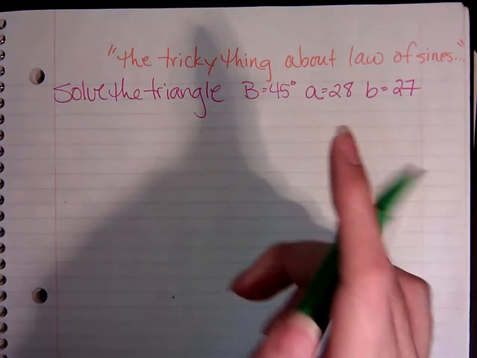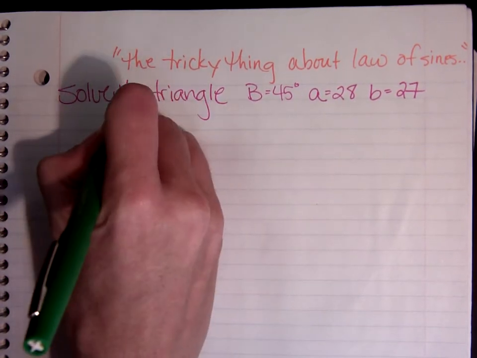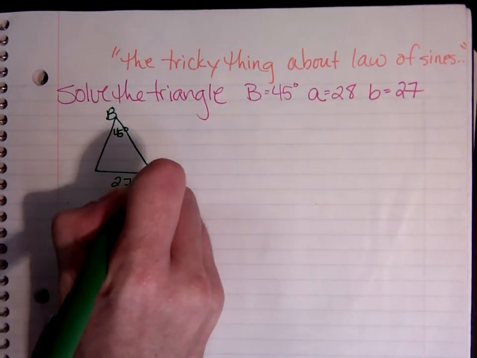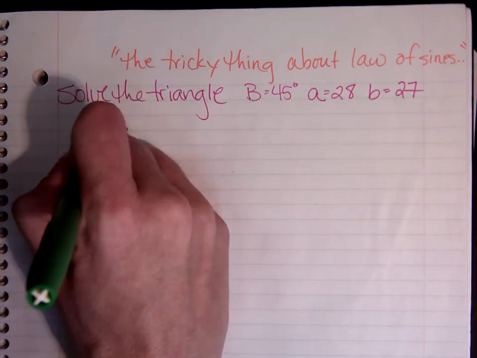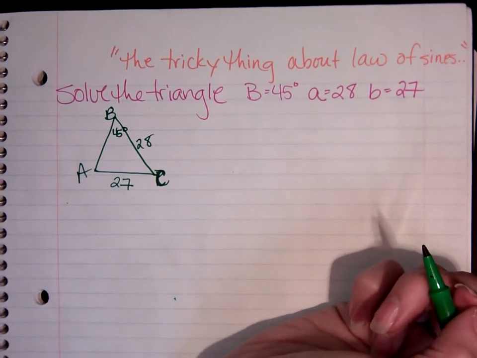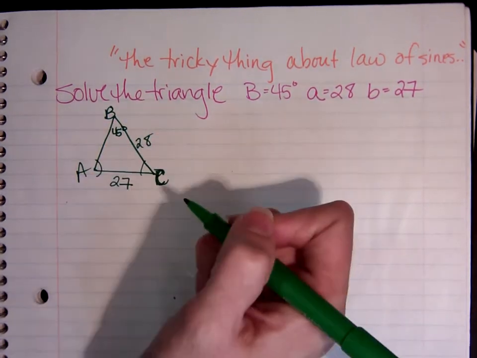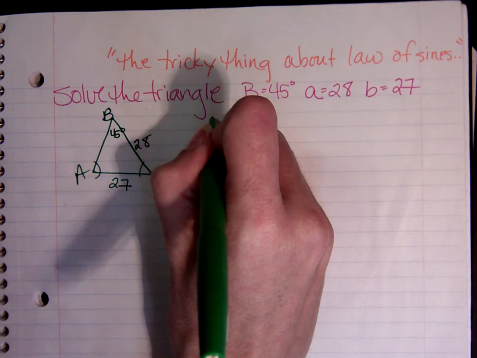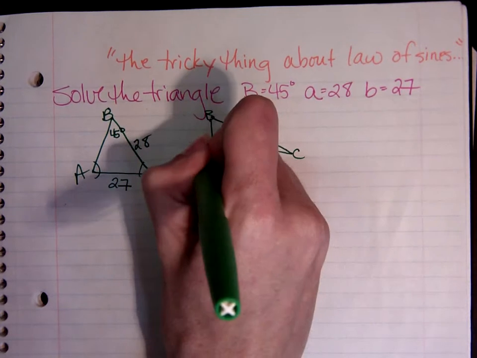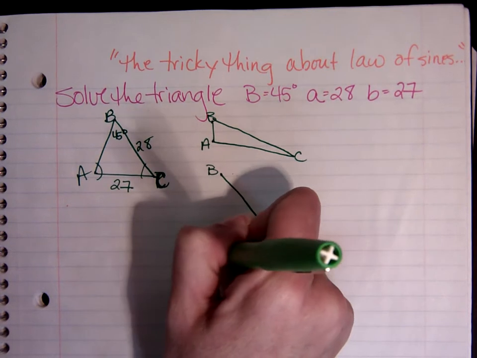So if we try to draw our triangle, I know that this angle B is 45 degrees. And I know that side b across from it is 27, and I know that side a is 28. We have kind of a problem here. Because I don't know these angles, I don't know if my triangle is shaped like this, or if my triangle is shaped like this.